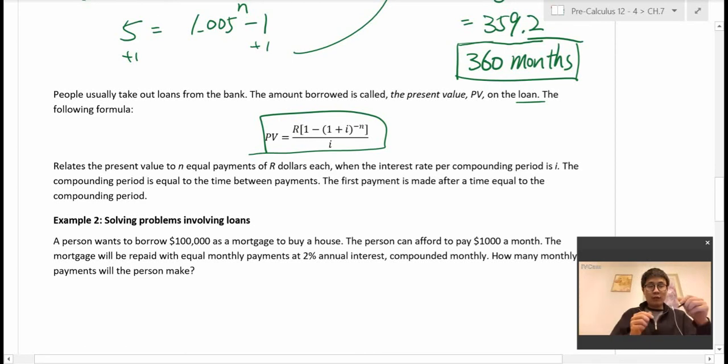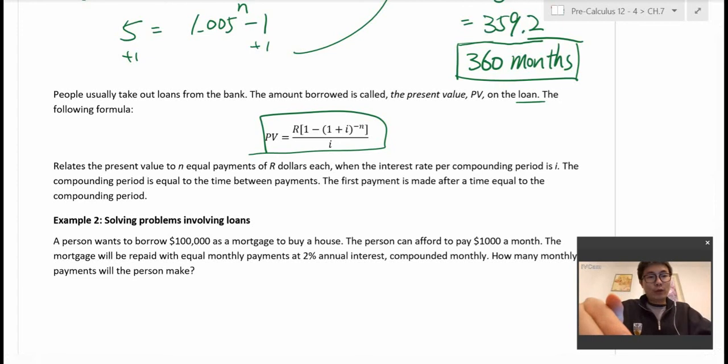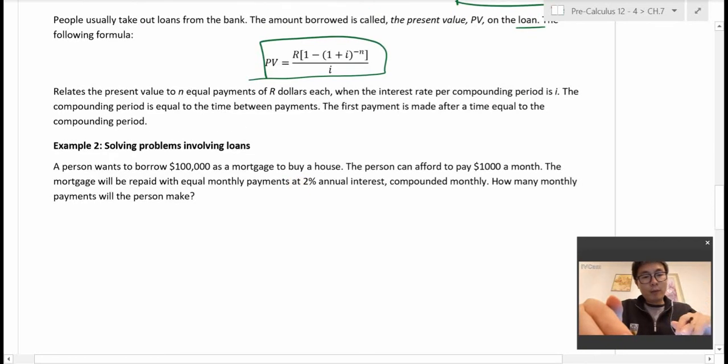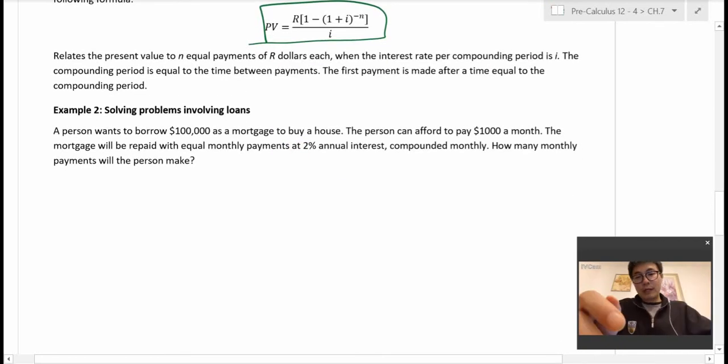This time, in this case, you are paying it back, right? You're not investing, you're returning money. I is the interest rate per compounding period, and N is the number of payments. Okay, so here's the example.